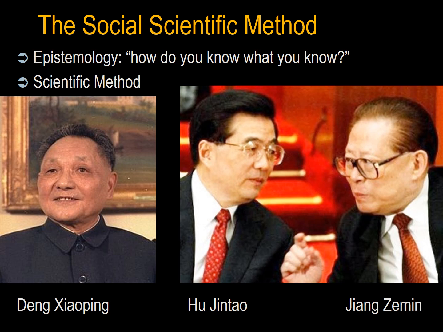You can see here the three leaders that came after Mao Zedong, who was one of the founding members of the Communist Party and was the communist leader until 1976. There was first Deng Xiaoping on the left, followed by Hu Jintao, who completed 2 5-year terms, and then Jiang Zemin, who completed another 2 5-year terms as leaders of Communist China.